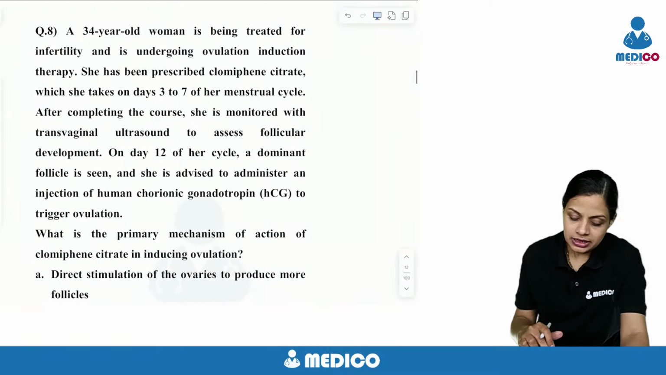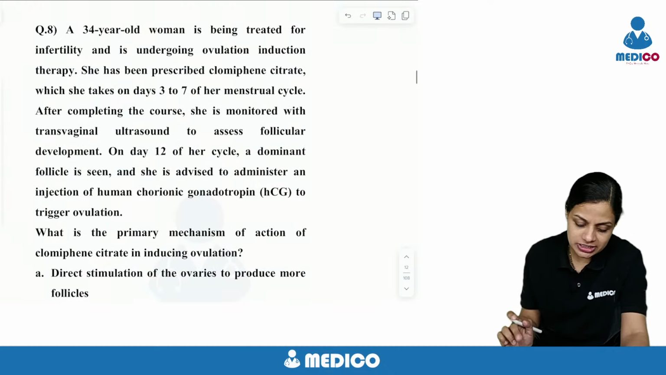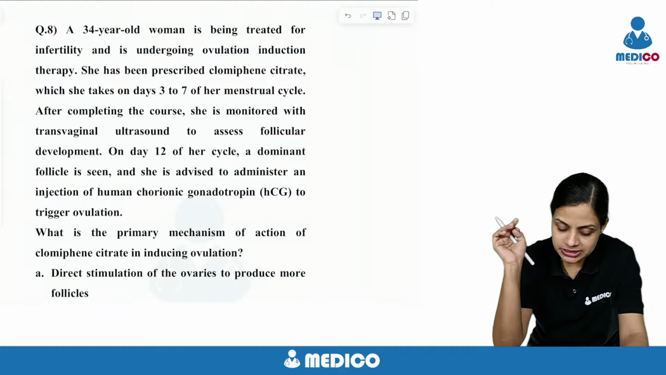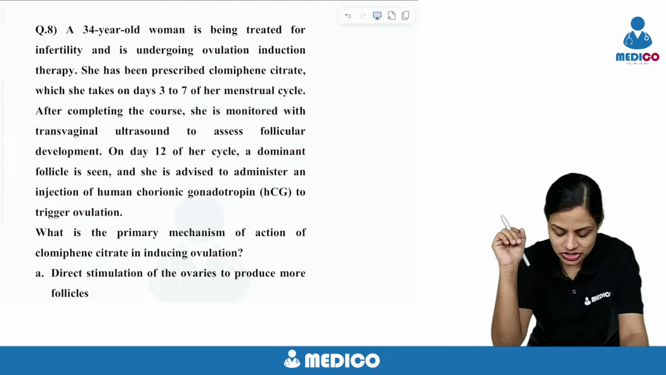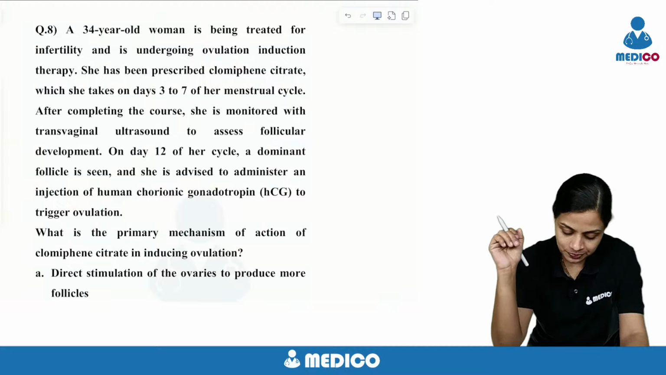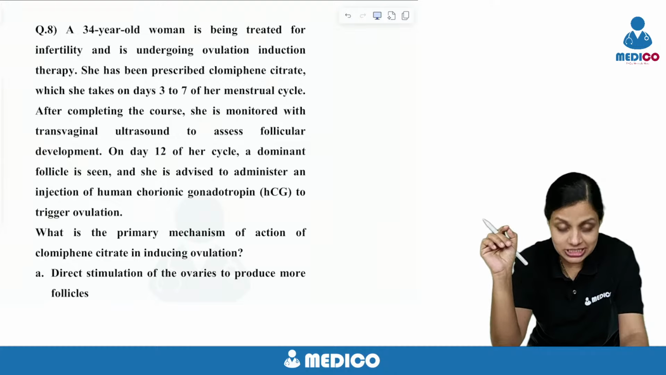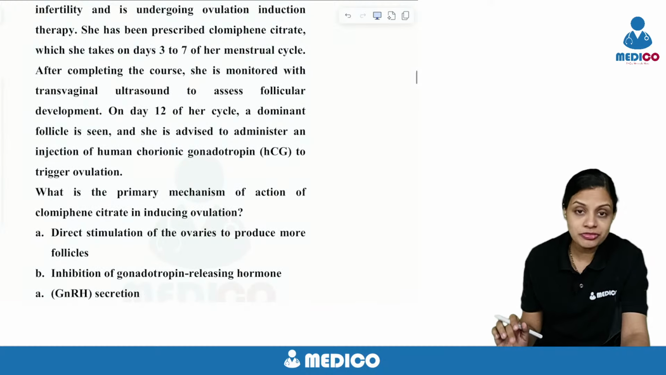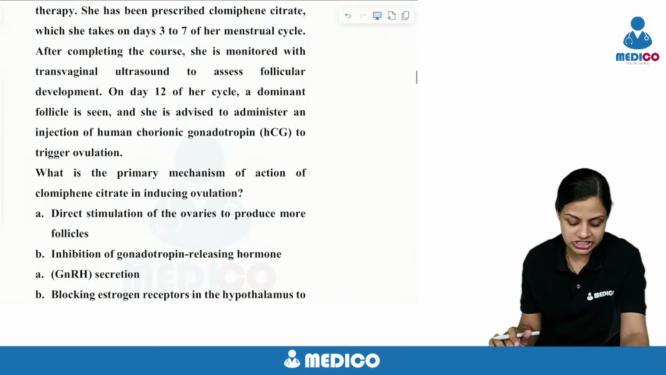Question 8. A 34-year-old woman is being treated for infertility and is undergoing ovulation induction therapy. She has been prescribed clomiphene citrate, which she takes on day 3 to day 7 of her menstrual cycle. After completing the course, she is monitored with transvaginal ultrasound to assess follicular development. On day 12 of her cycle, a dominant follicle is seen and she is advised to administer an injection of HCG to trigger ovulation. What is the primary mechanism of action of clomiphene citrate in inducing ovulation?